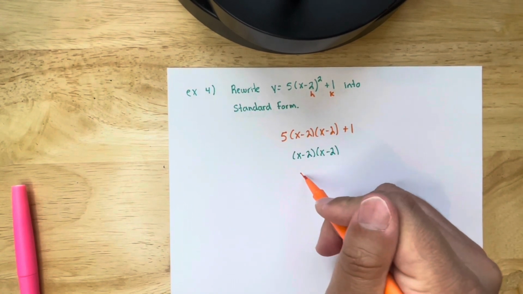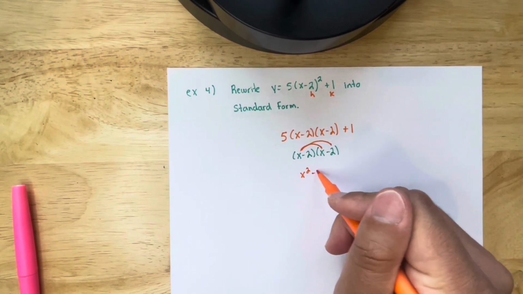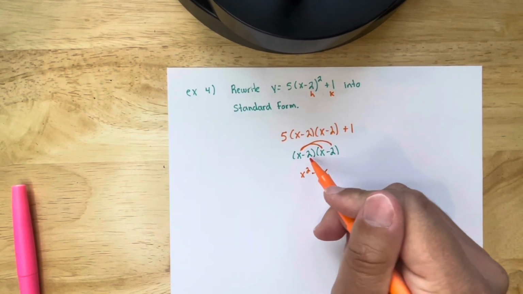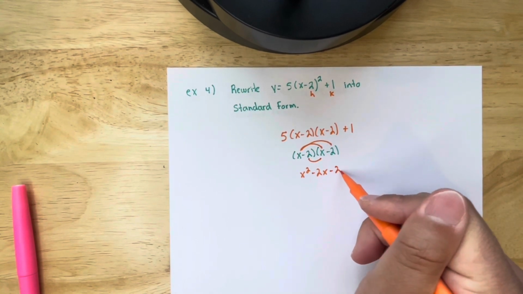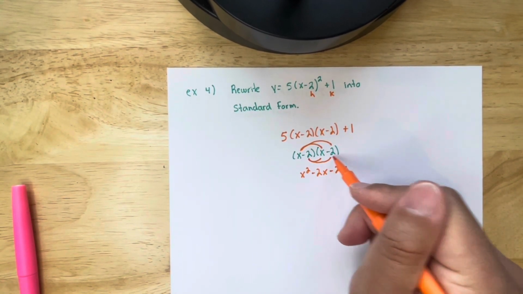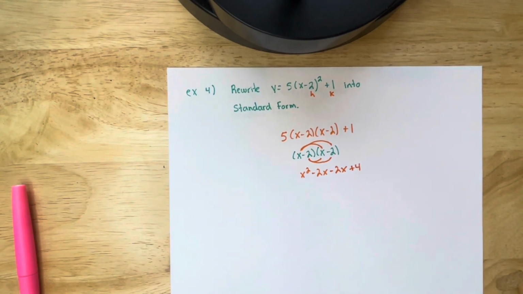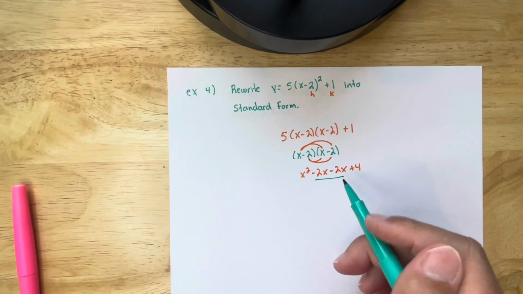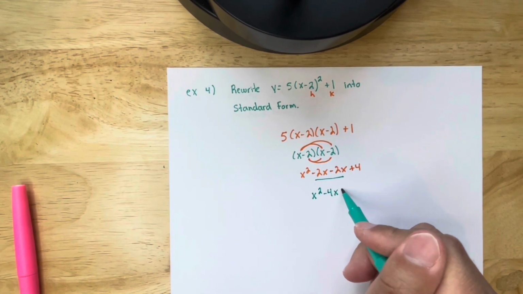X times x is x squared. X times negative 2, they're not common, so just drop down negative 2x. Once you're done distributing the first one, move on to the second one. Negative 2 times x is negative 2x. And then negative 2 times negative 2 is a positive 4. Now, I wish I was done, but remember what we said. You can combine like terms, and my middles are both negative, so I'm going to add them, and it stays negative, so it'll be x squared minus 4x plus 4.